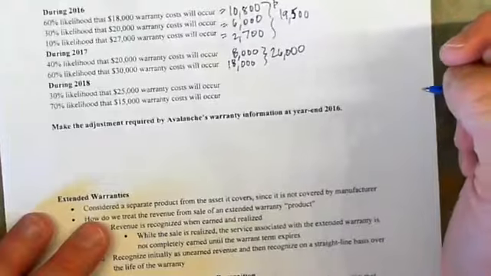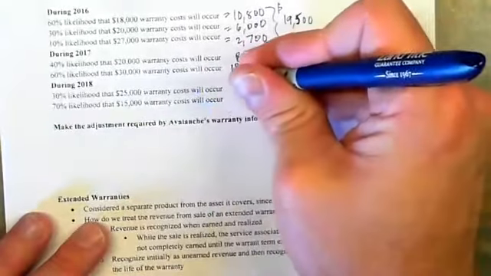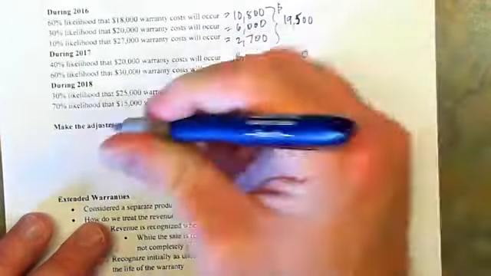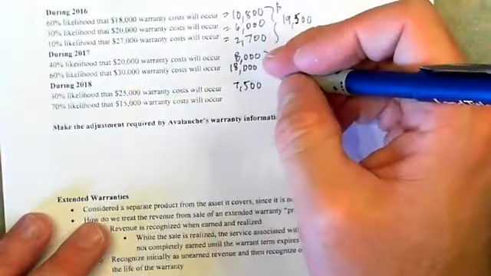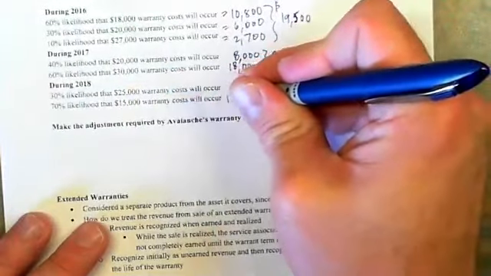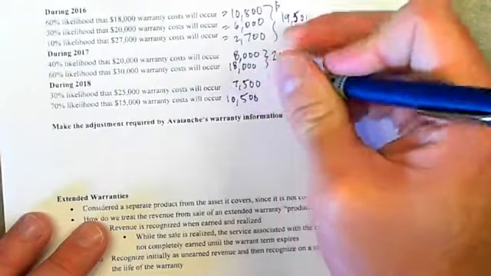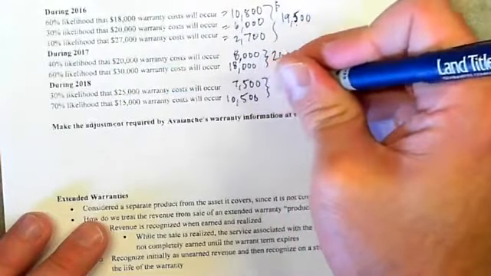26,000, and then finally 30% of 25,000 is 7,500. 70% of 15,000 is 10,500. Then add these guys together.